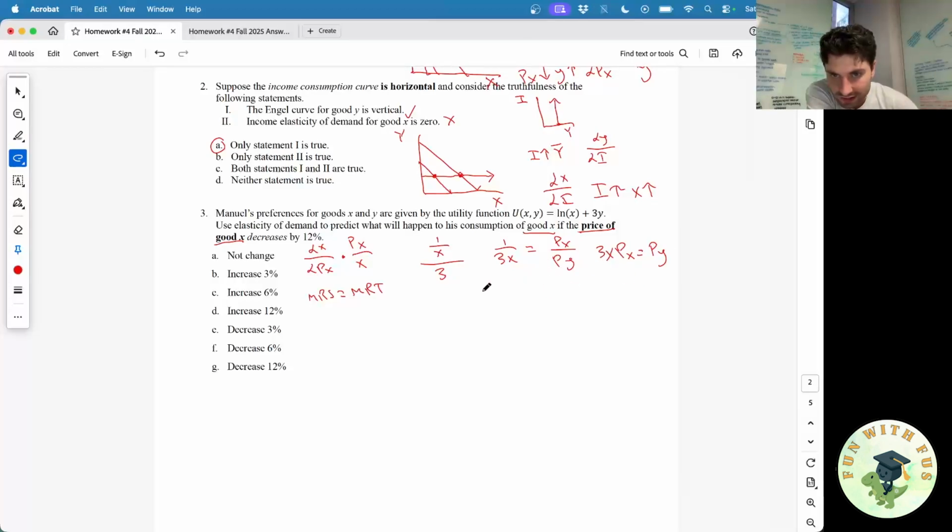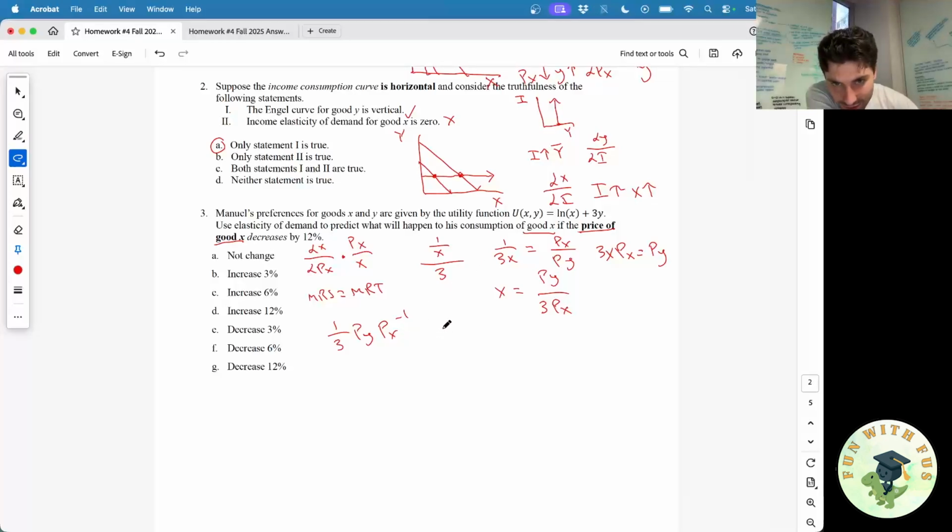And I think I just want to isolate for x here, because then we'll have an awesome demand function. So we'll get py over 3px. So I believe this is the demand function for x because it doesn't have anything in terms of y. So we've checked all of our boxes there. And now I want the derivative of this thing with respect to the price of x. So how do I go about doing that? I would probably rewrite this as 1/3 py px to the -1.